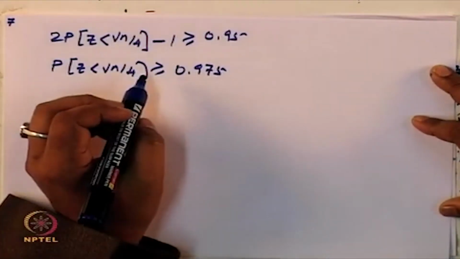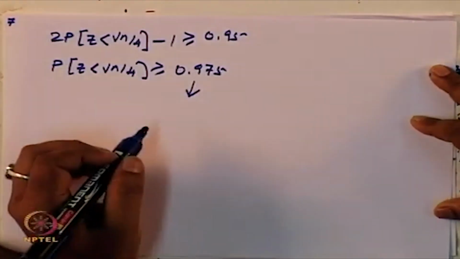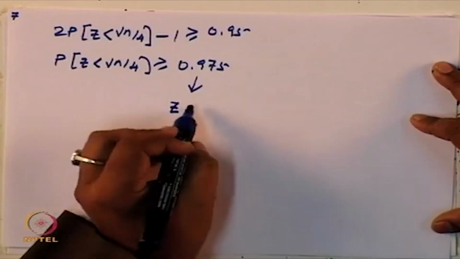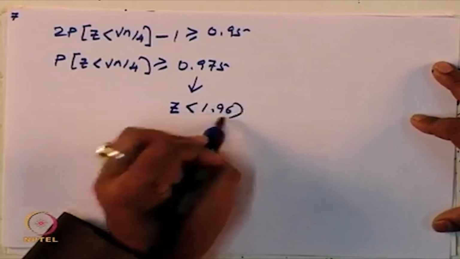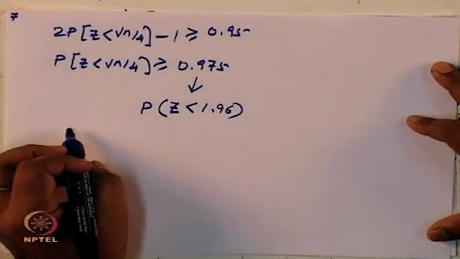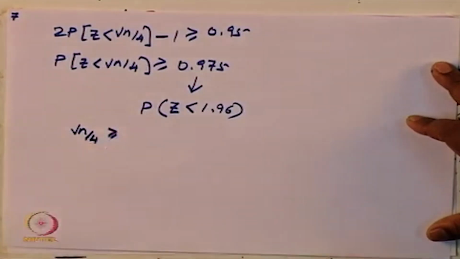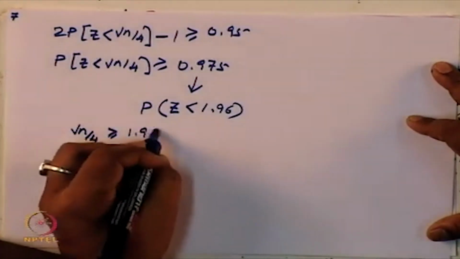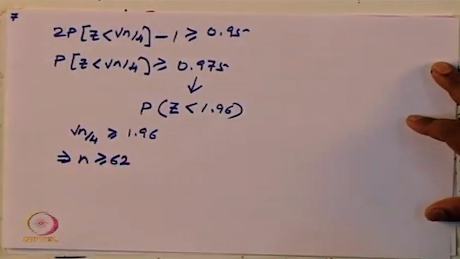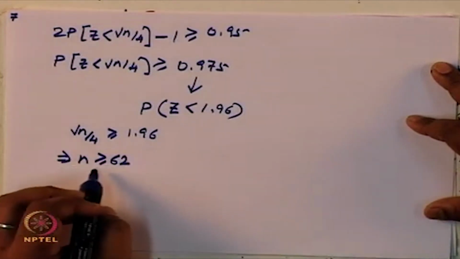So, from here you can look up the standard normal variable tables and this comes out to be z less than 1.96. So, then what I would need is root n by 4 must be greater or equal to 1.96, and this will give me n greater or equal to 62.